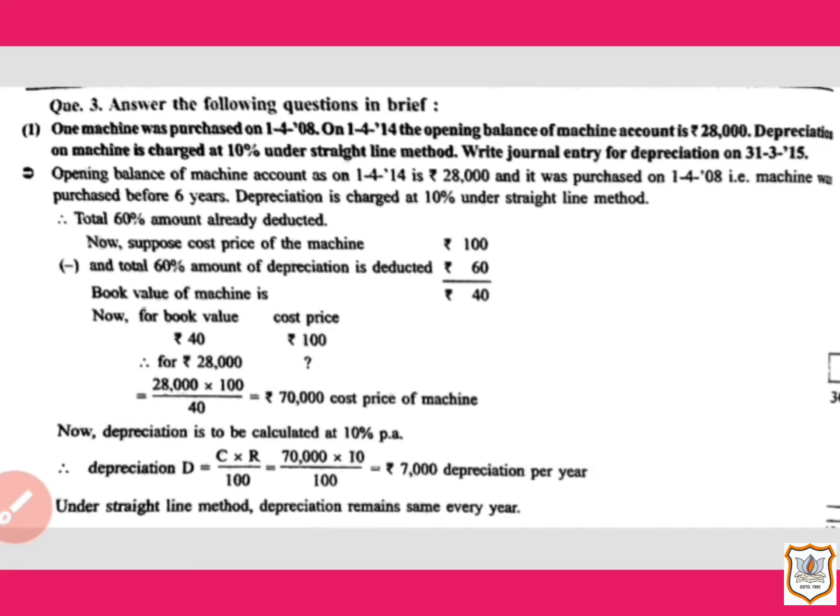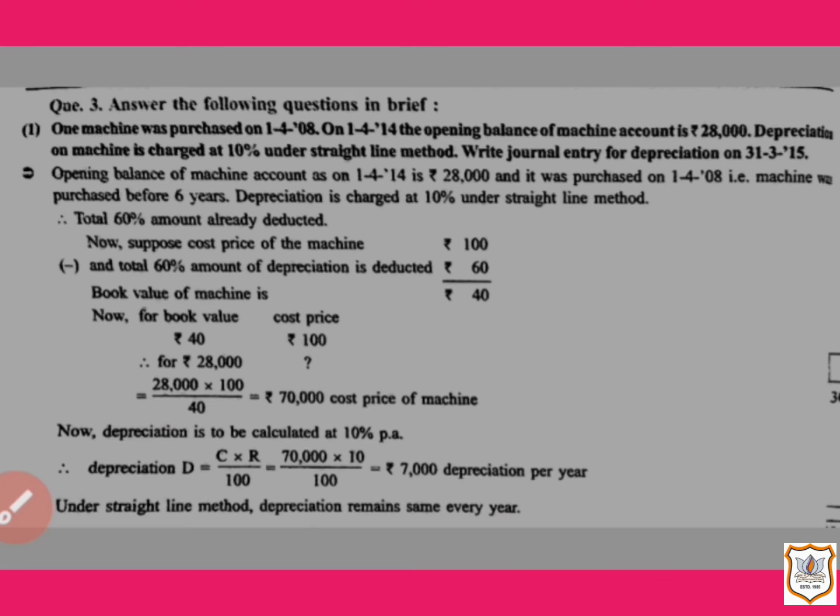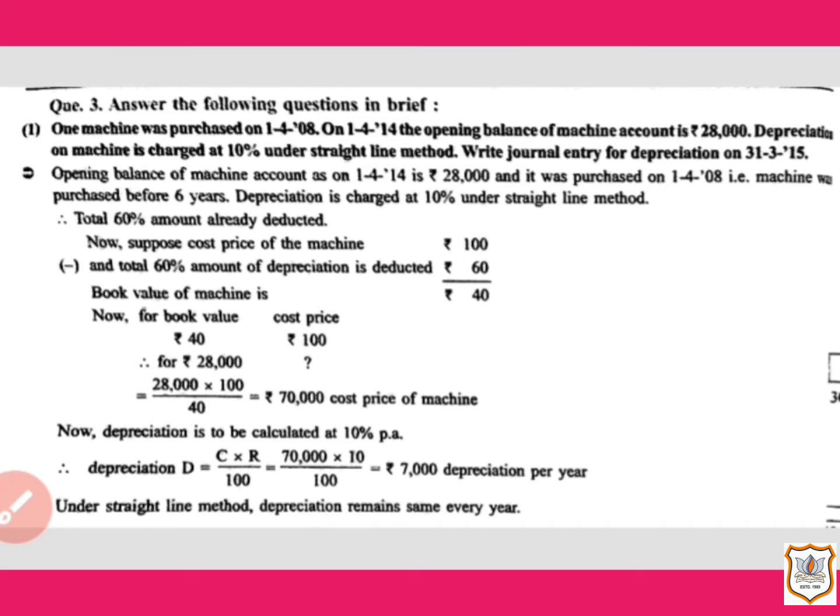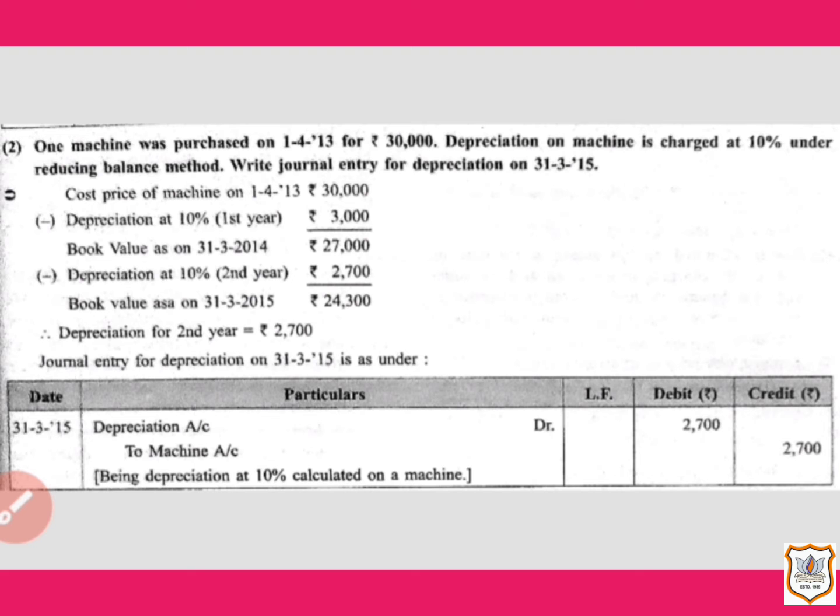And as this is straight line method, so here depreciation will remain same every year. So here for this, our journal entry would be depreciation account debit rupees 7,000 and machine account will be credited by rupees 7,000. Now let us move to question number 2.